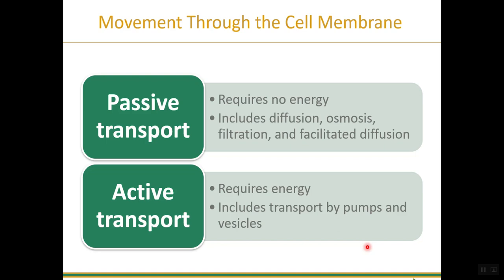On page 43, we have movement through the cells. We have two types of movement. We have passive transport and we have active transport. Passive transport requires no energy, includes diffusion, osmosis, filtration, and facilitated diffusion. Active transport requires energy, includes transport by pumps and vesicles.